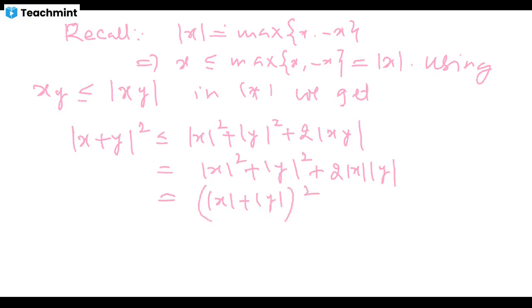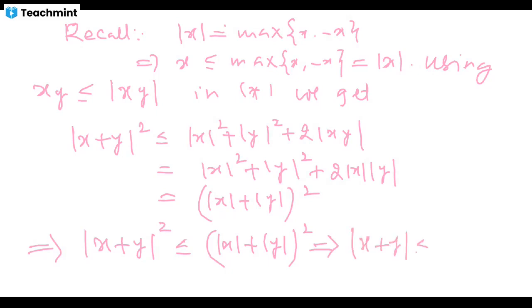This is equal to this thing. And now what you have is this: |x + y|² is less than or equal to (|x| + |y|)². Since the square is of non-negative numbers, you take the positive square root on both sides. What you will get is |x + y| is less than or equal to |x| + |y|. This is the required triangle inequality.